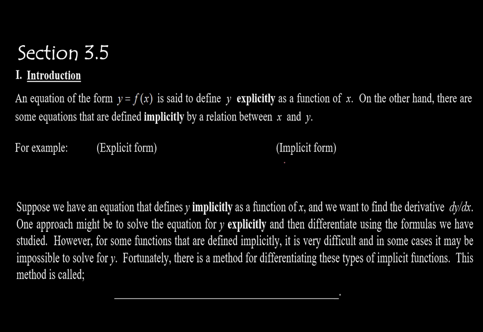So an example of an implicit form would be x squared plus y squared equals 25. And then an explicit form would be y equals positive or negative the square root of 25 minus x squared. So let's suppose we have an equation that defines y implicitly. So in other words, it's not solved for y. And we want to find the derivative dy dx.